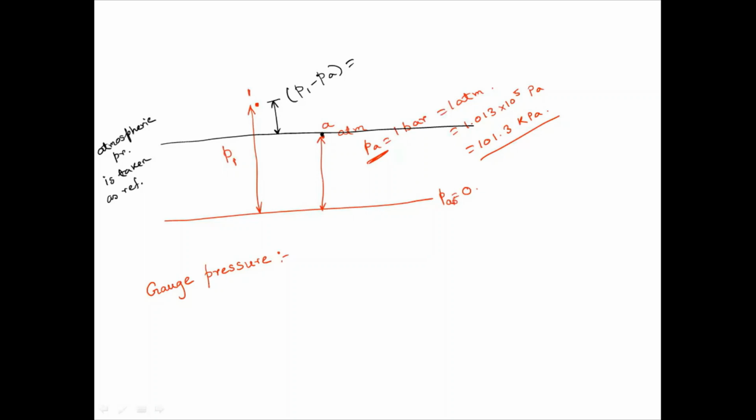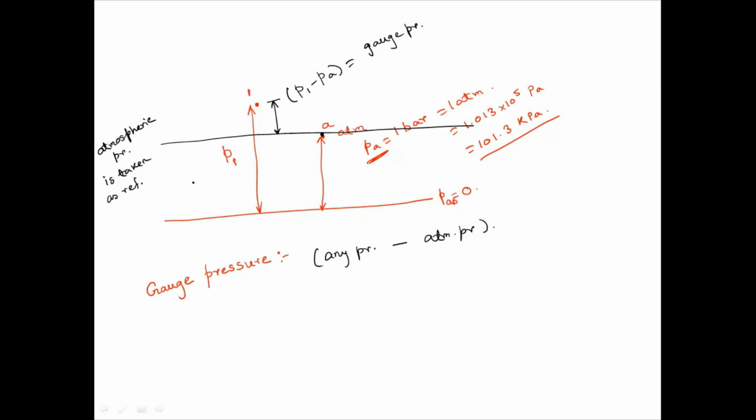As P1 is more than PA, because this point is higher, this amount is called the gauge pressure. So how much it is more than the atmospheric pressure, this difference is known as the gauge pressure. So gauge pressure means the pressure at any particular point minus atmospheric pressure. It gives you the gauge pressure.